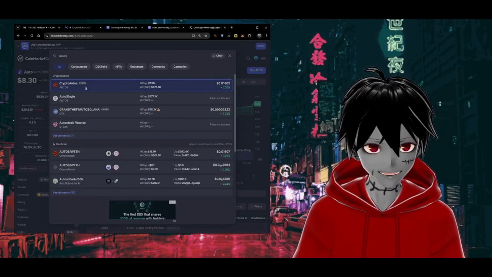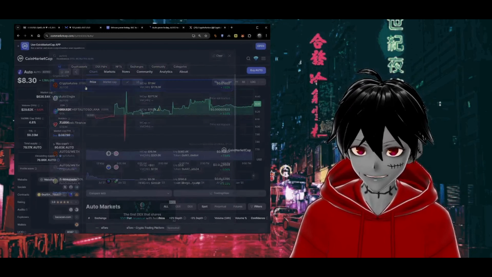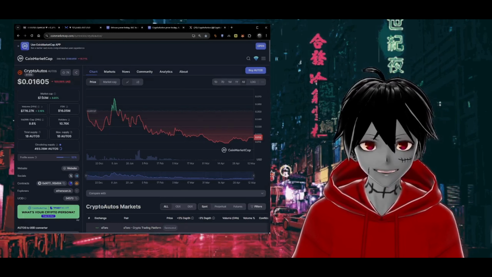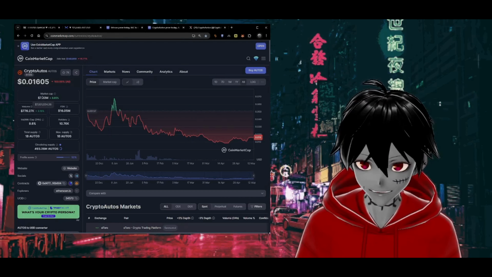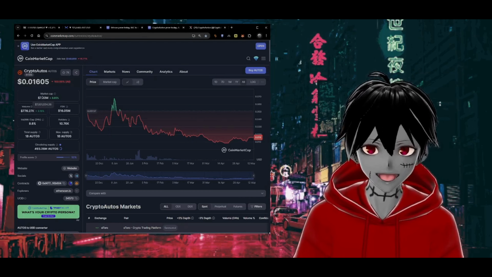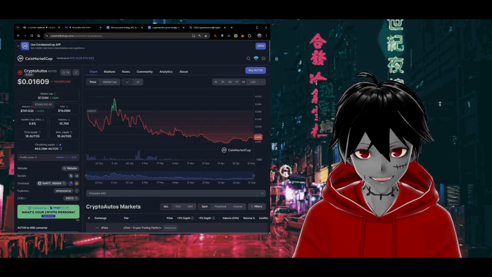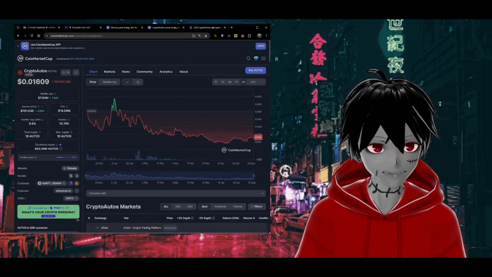They put autos with an S. So if you're looking for it, it's autos with an S. Dude, look at this. This thing is at 7 million. That's nothing. Like, I might buy some more. I feel that bullish on it. It's just 7 million. Don't get me wrong.